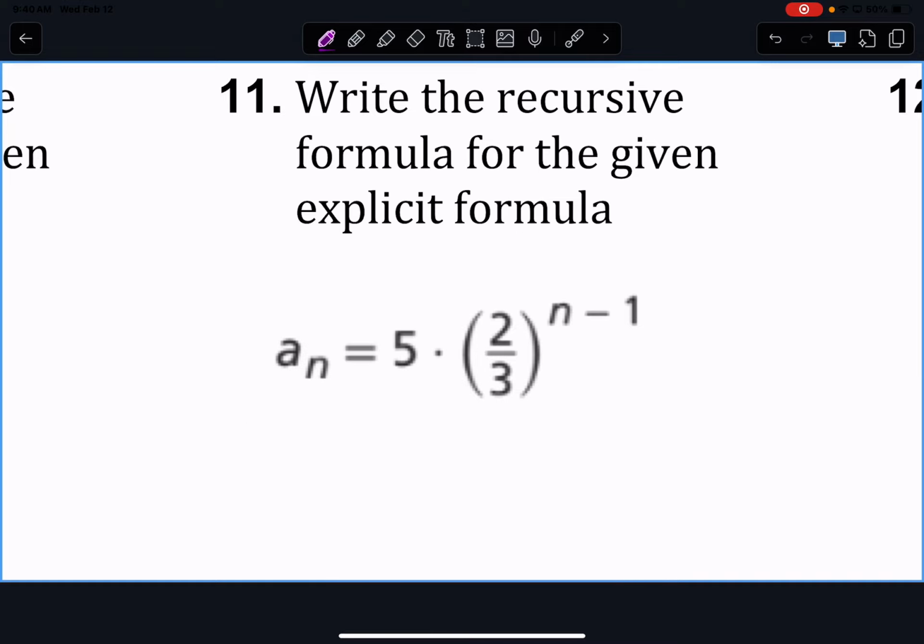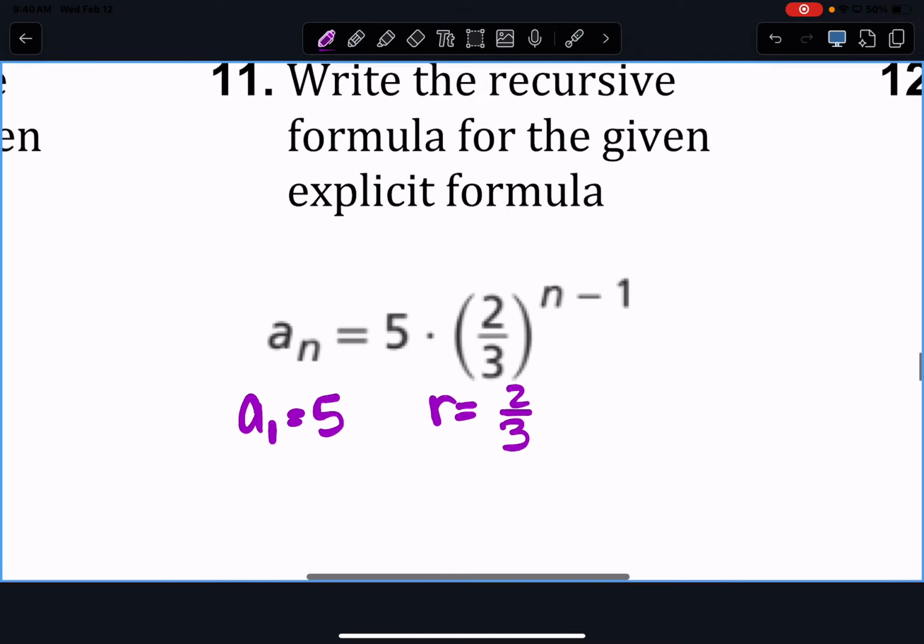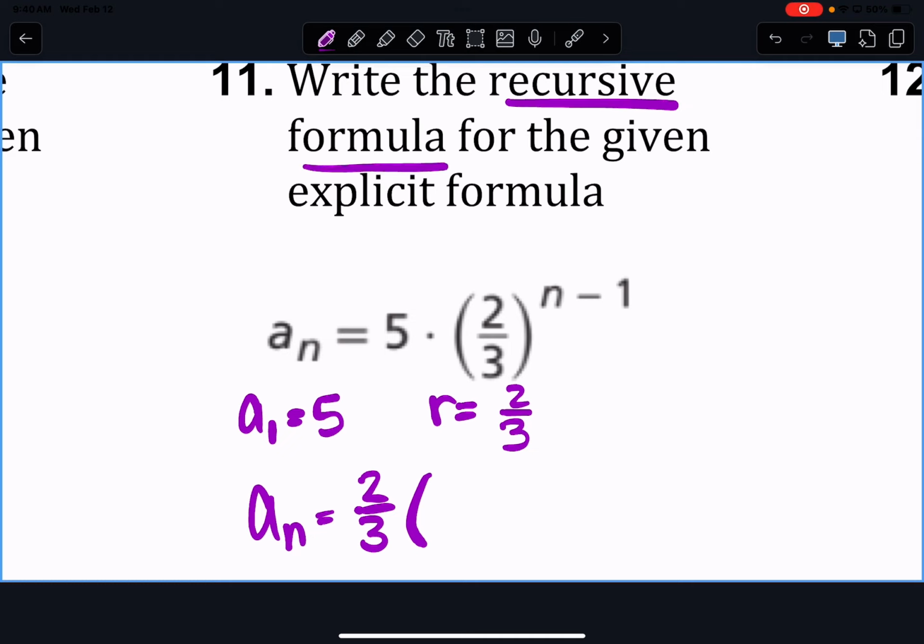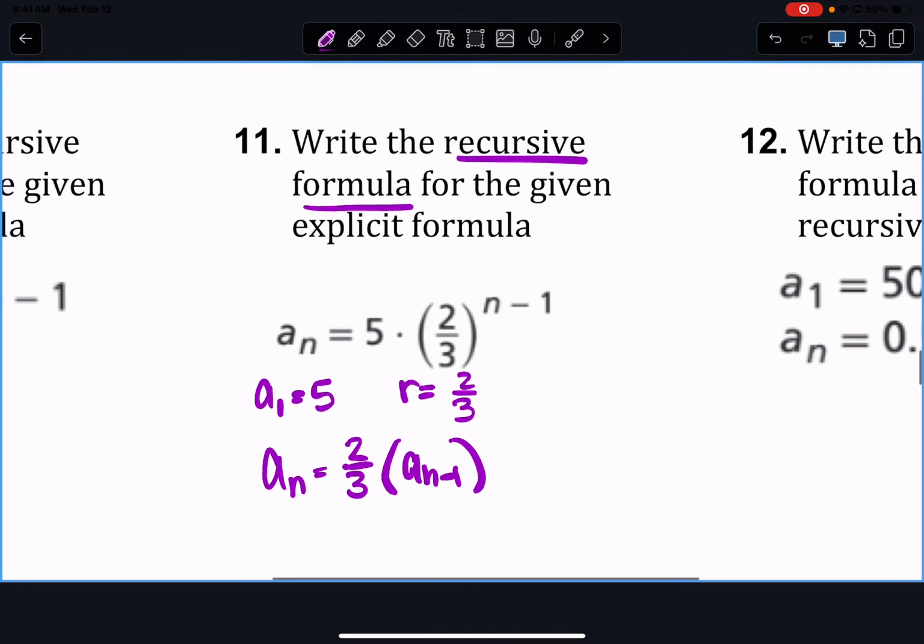All right, for this one. What is A1 for this one? 5. What is our ratio? 2 over. Okay. Then to write the recursive formula, it'll be A_n equals. Do I use my initial or my ratio? We have to do our recursive formula. We're just following the directions. A_n minus 1. There we go.